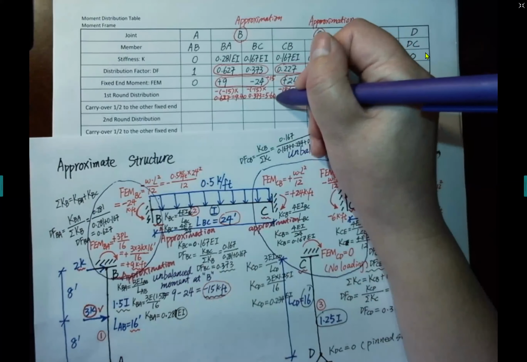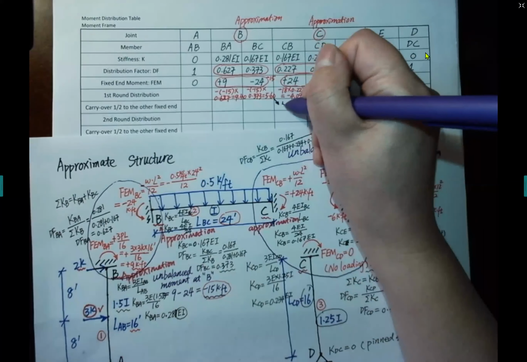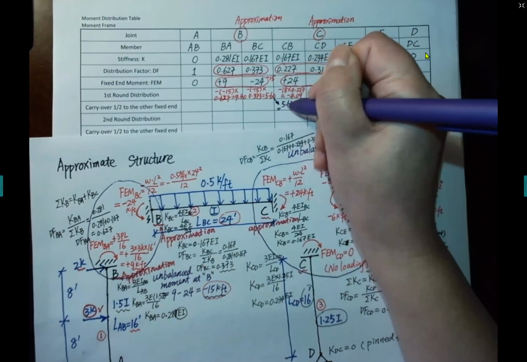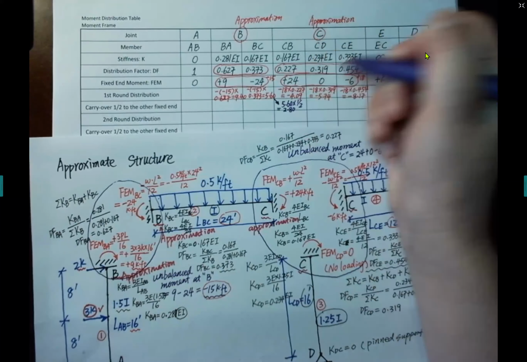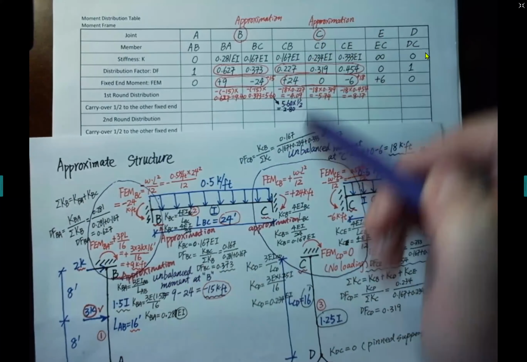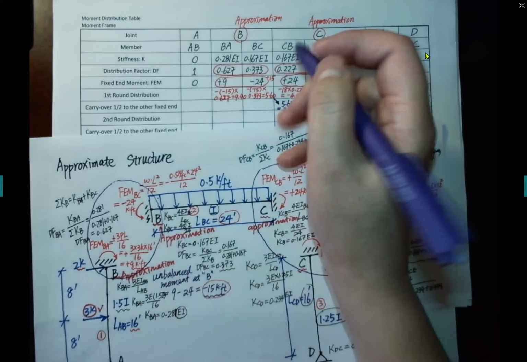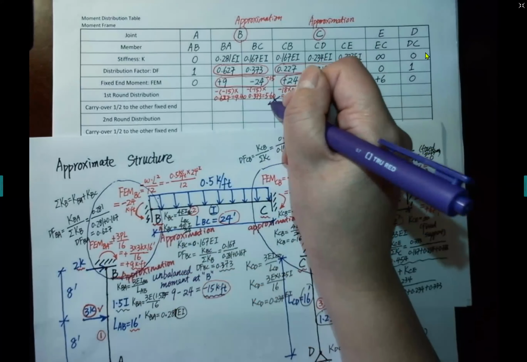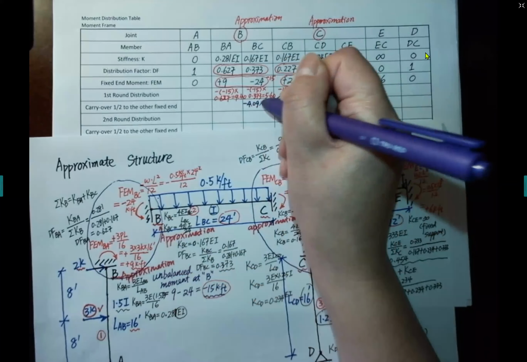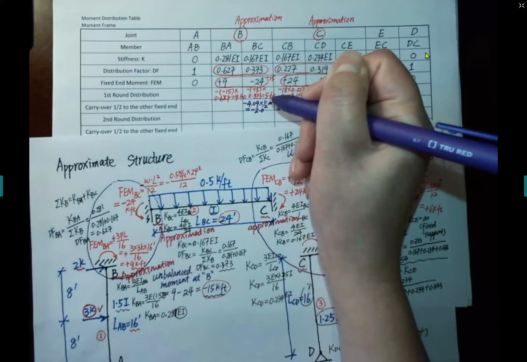This means that the 5.6 for member BC will carry over to the C side. So we take 5.6 times 1/2, equals 2.8. And for CB, the distribution moment at C will transfer to the B end because the B end is also fixed. So we have the carryover: negative 4.09 times 1/2, and get negative 2.05.